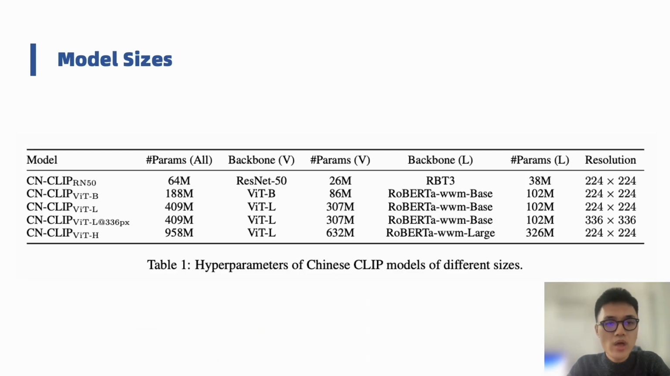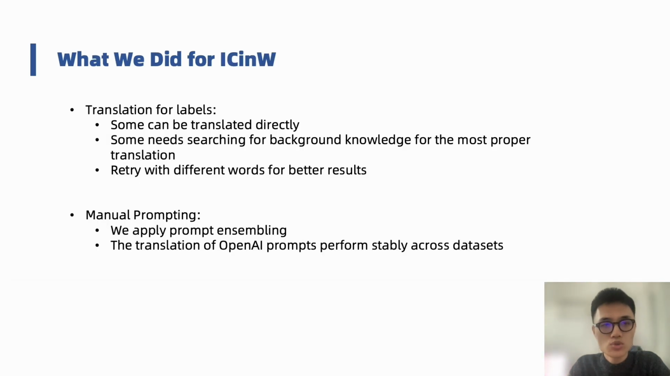In detail, we have trained 5 sizes of Chinese CLIP, including ResNet 50, ViT base, ViT large at 336 pixels, and the largest one, ViT huge. In this competition, we have done some specific work, including translation for labels and manual prompting. As the texts in the datasets are all English, we need to first translate them to Chinese so that we can adapt Chinese CLIP to zero-shot classification.